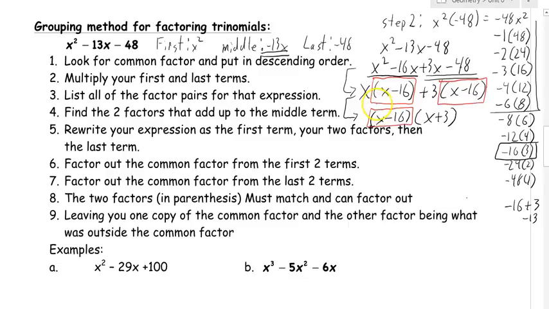What's inside our parentheses has to match in order for this to work. If those two things aren't the same, then we can't factor out the common factor because they won't be common. They'll be different. And so we got to look for that part. We got to make sure that the two factors in the parentheses match and can factor out. That's a step in and of itself in my list of steps. The two factors in parentheses must match and can factor out.